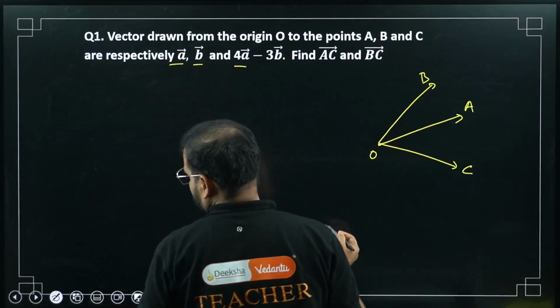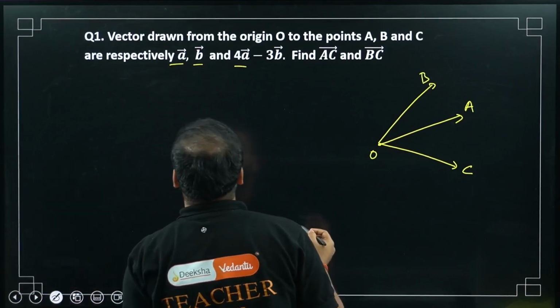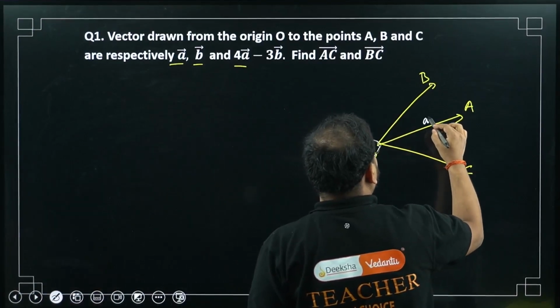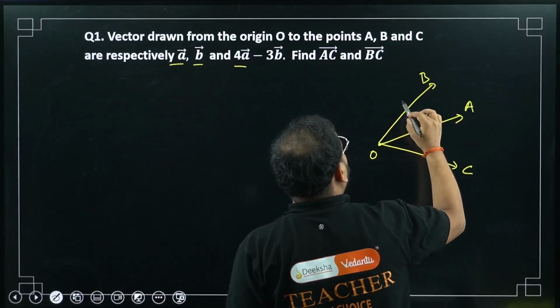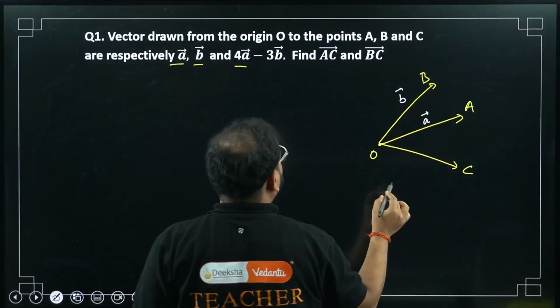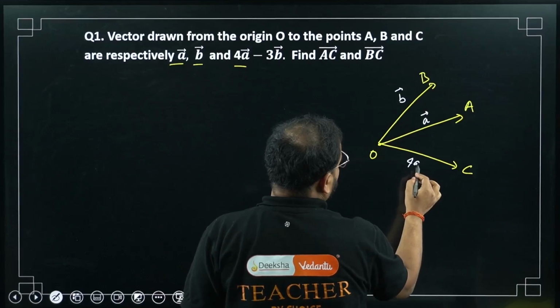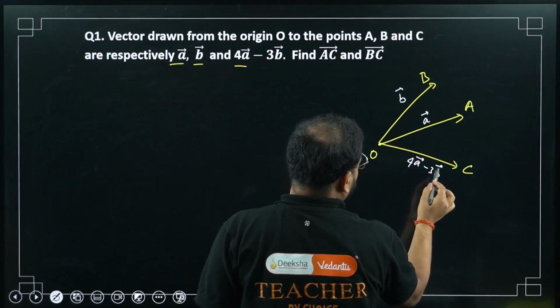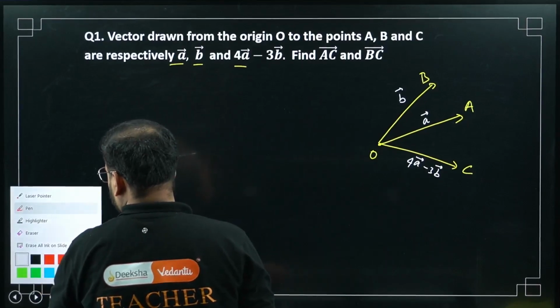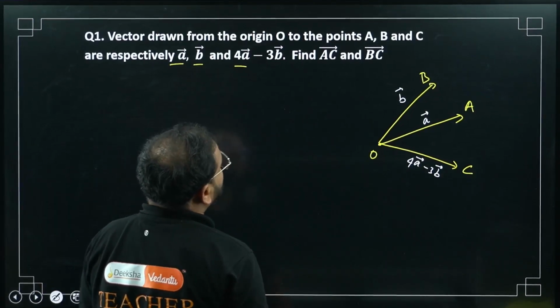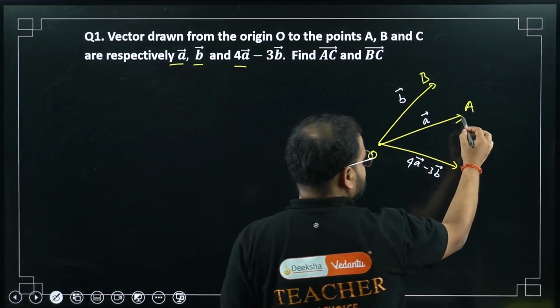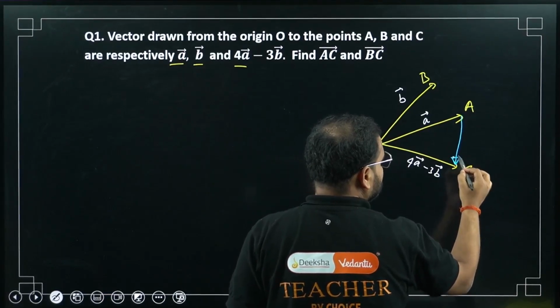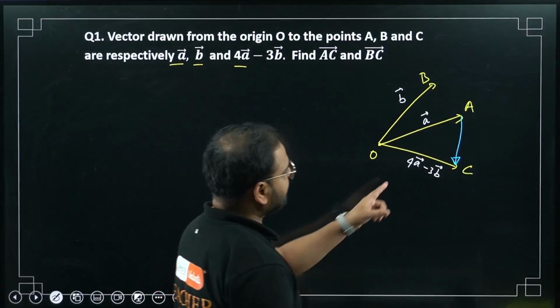The length they have given here is, this is vector A, this is vector B, and this is vector 4A minus 3B. Now what are they asking? Please have a look. They are asking us to find AC first. So isn't this AC? A to C. So this is the arrow. Please check A to C.